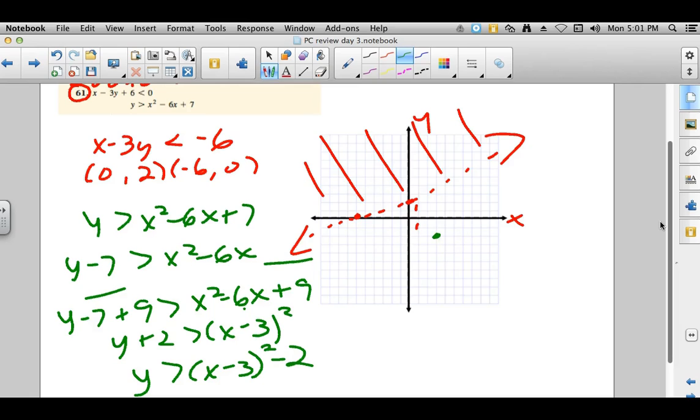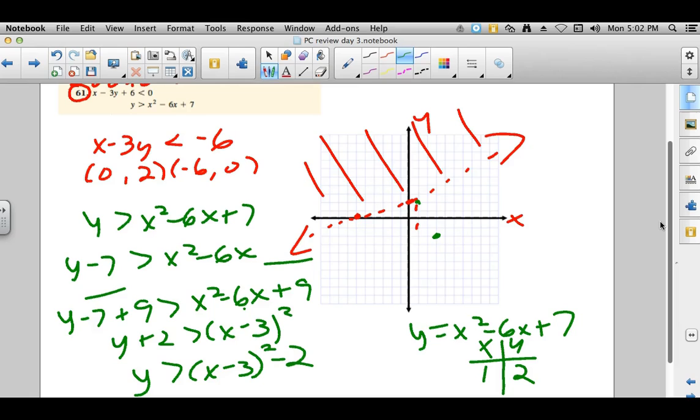So there's our vertex. And then you could just go ahead and throw a couple more points in y equals x squared minus 6x plus 7 if you want to, so that you can see exactly where to have this shooting at. I'll put a 1 in there. 1 squared is 1. 6 times 1 is 6. 1 minus 6 is -5. Plus 7 is 2. 1, 2.